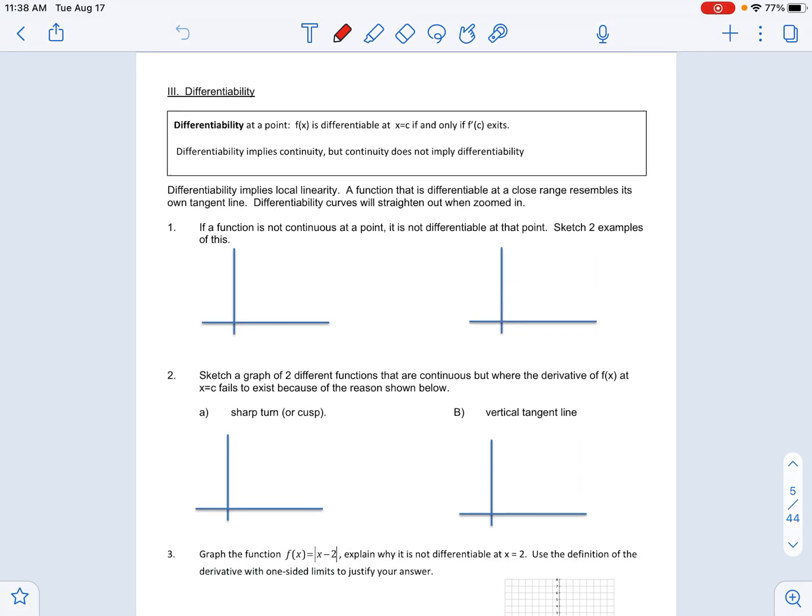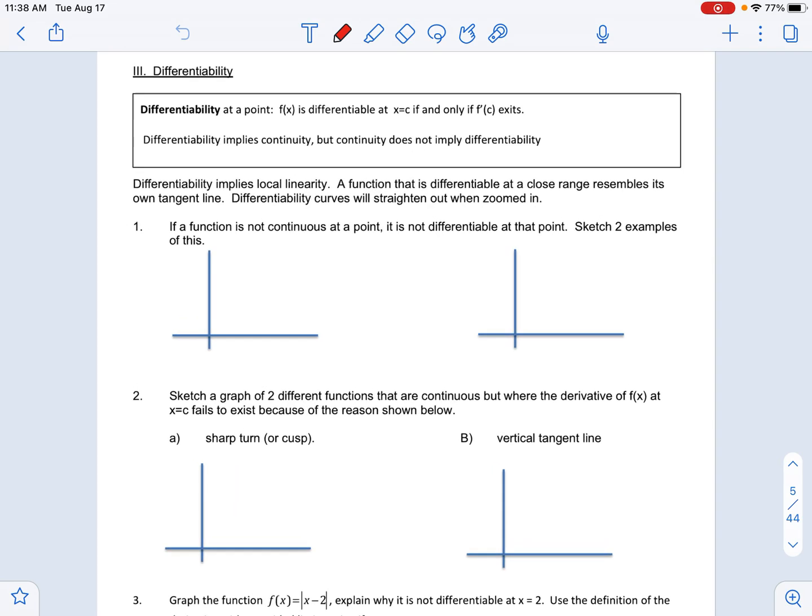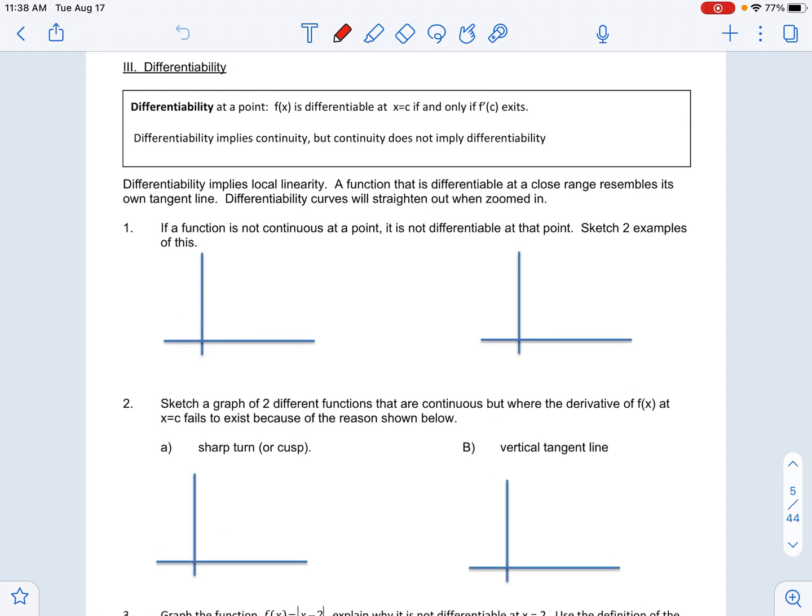Okay, the word differentiability implies that the derivative exists. So what we're going to be talking about is how to tell if a function is differentiable at a point. As long as the derivative, which is the slope, exists, we say that it is differentiable. Now the important thing to remember is that if a function is differentiable, which means the slope exists, then it means that there has to be a point there.